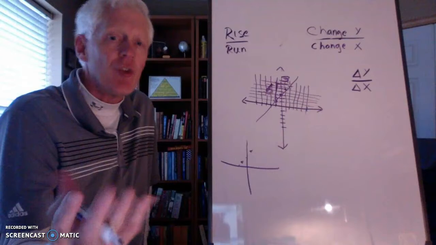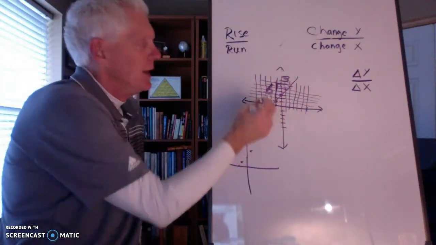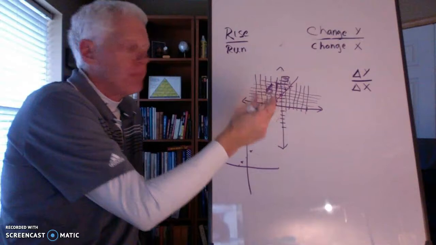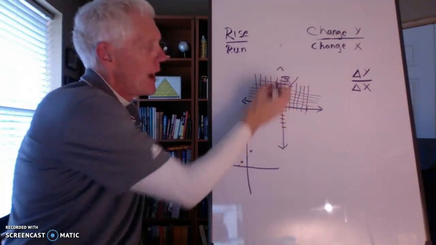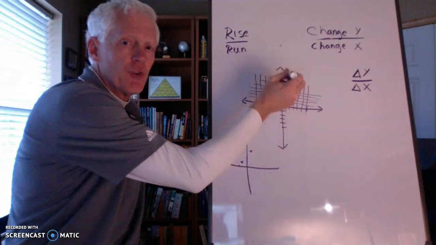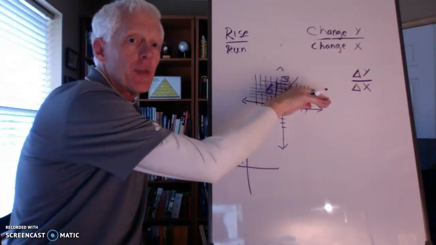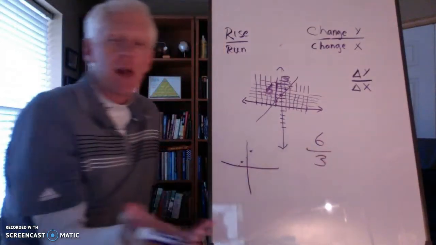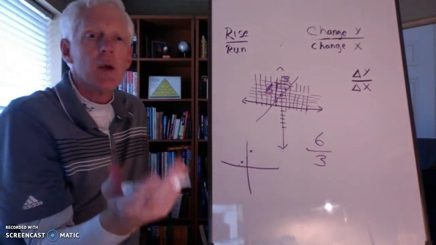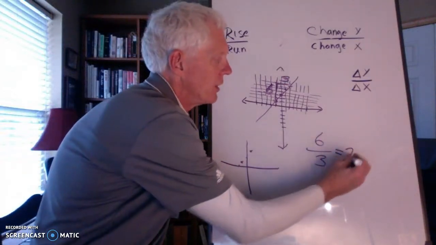I write that as a ratio, and don't be confused. Whenever you make this triangle, you often get the rise and run confused. The rise is 6, the run is 3. The change in the y value, this is the y-axis, the change in that axis is 6. The change in the x-axis is 3. It is 6 over 3. That, of course, can be simplified to a ratio of 2. So the slope of this line is 2.